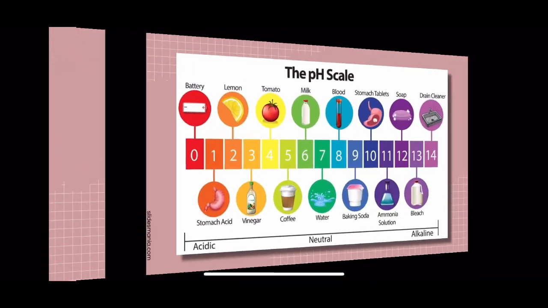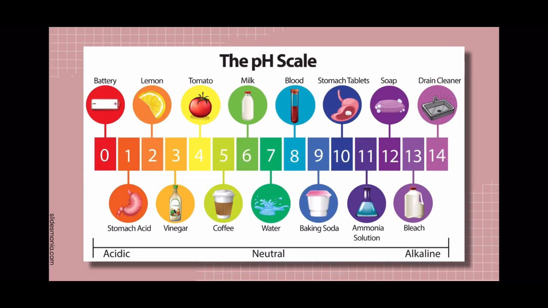What is pH? pH is measured on a scale from 0 to 14, and it is just a measure of how acidic or basic something is. And 0 is the most acidic, and 14 is the most basic, and 7 is neutral. Some things that are neutral are like water. Some things that are acidic are like lemons, tomatoes, stomach acid, vinegar, and some basic things are like bleach, drain cleaner, soap, etc.